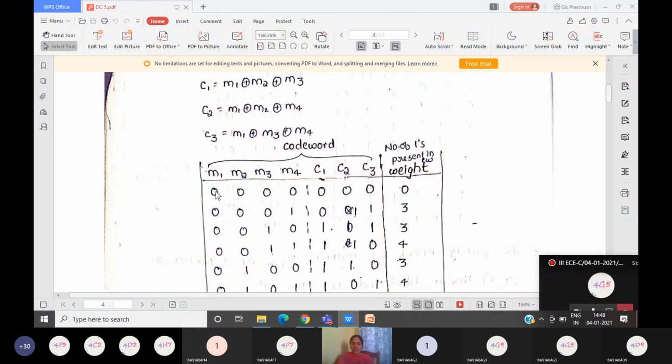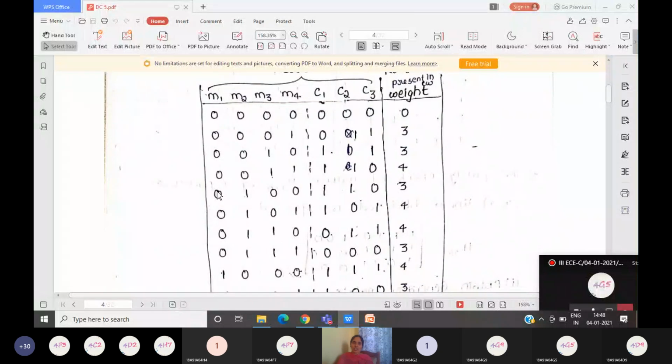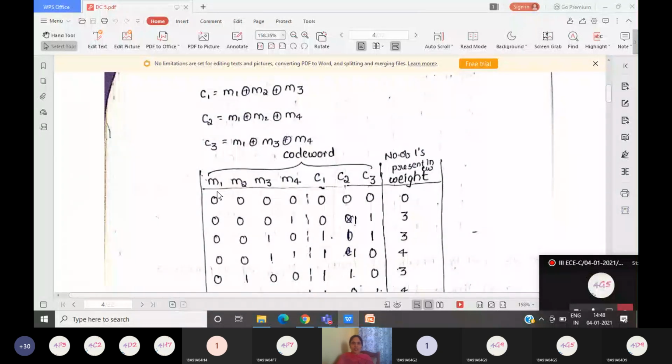Now for a 4-bit message you have 16 combinations. Start with 0, 0, 0, 0, followed by the 3 check bits you have to calculate. C1 is M1 XOR M2 XOR M3, that is 0 XOR 0 XOR 0, that is 0 only. Next C2 is M1 XOR M2 XOR M4, so 0 XOR 0 XOR 0, that is once again 0.